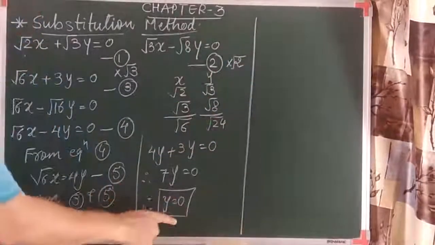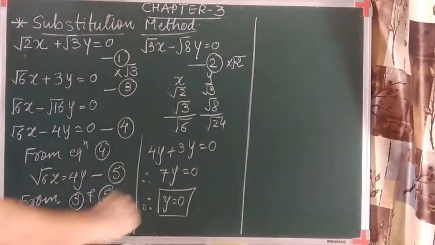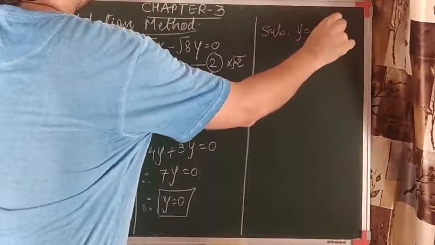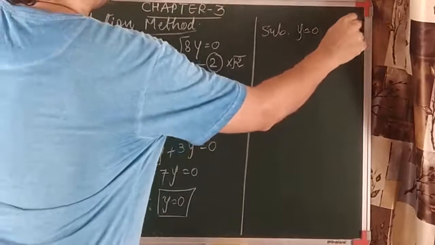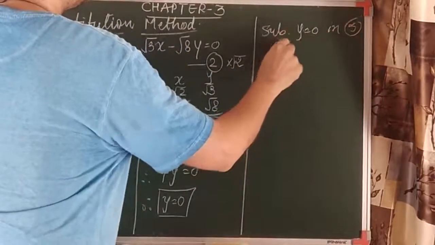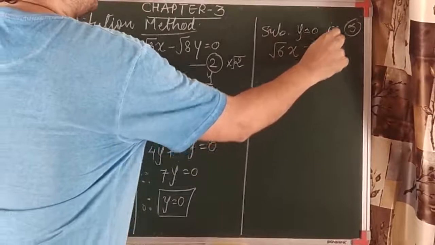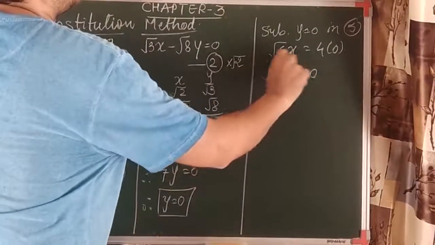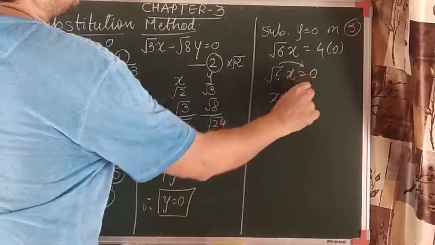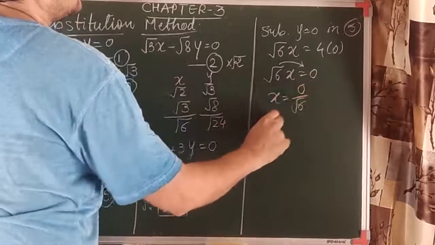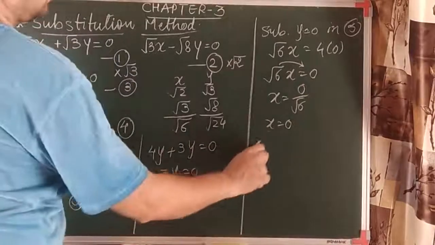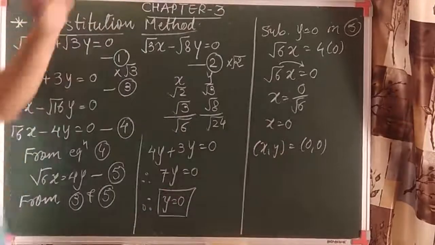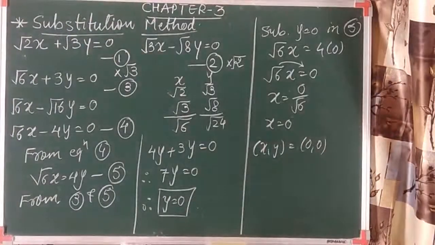Let us substitute this value into equation number 5. Substitute the value of y, that is 0, in equation number, which number? 5. The fifth equation is root 6x is equal to 4y. We know 0 into any number is always 0. I'll take root 6 to the right hand side. So 0 upon root 6 is also 0. So the solution x, y we obtain is 0, 0. That is the origin. Hope you are getting it.